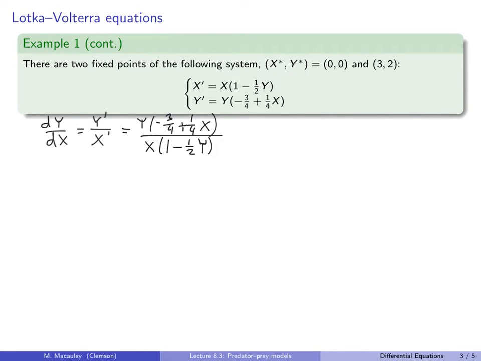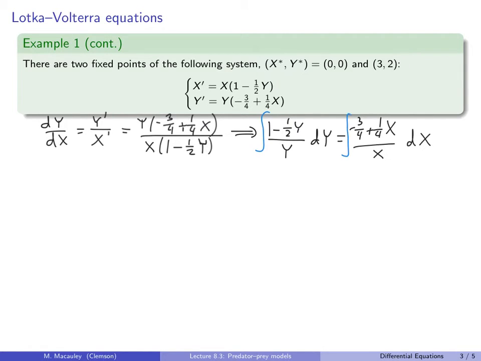Okay, so now we can separate variables. We can put all the y's on this side, so multiply this bottom term over there and this top term down there. Put all the x's on the other side. So it's sort of like what we did when we first learned how to solve differential equations. So the left-hand side is 1 minus 1/2 y over y times dy, and the right-hand side is minus 3/4 plus 1/4 x over x times dx. And now we can integrate both sides.